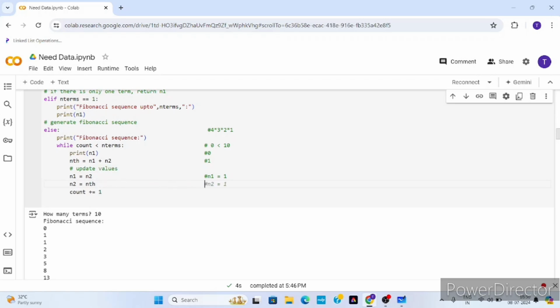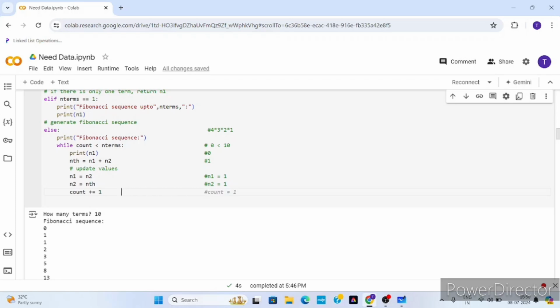And what is the value of n2 now? The n2 value is up to now 1. And I'm just going to assign n2 the nth value. The nth value is also 1 here. So I'm just using n2 as 1. And up to now the count is 0. I'm just using this count.